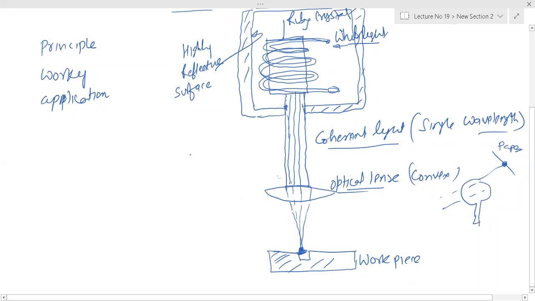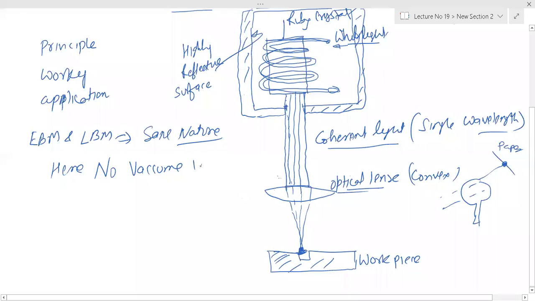because it is coherent. And here, the first thing we will understand is that electron beam machining and laser beam machining are of the same nature. Understand? Same nature. The only difference is that here no vacuum is required, because we have nothing to do with the electrons or the kinetic energy. It is all about the photon energy, right?